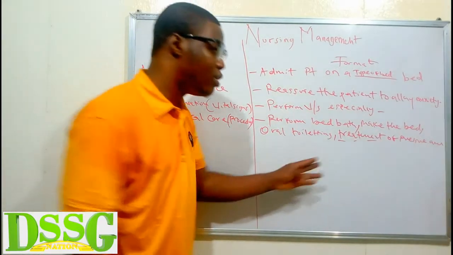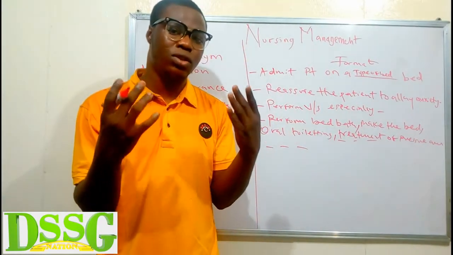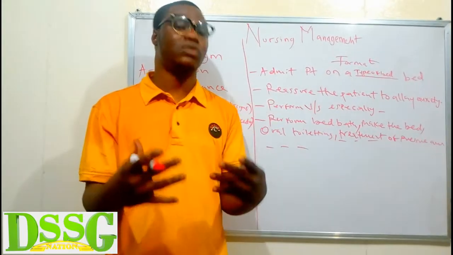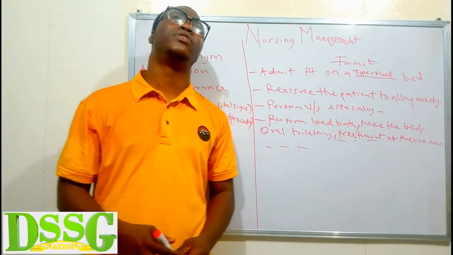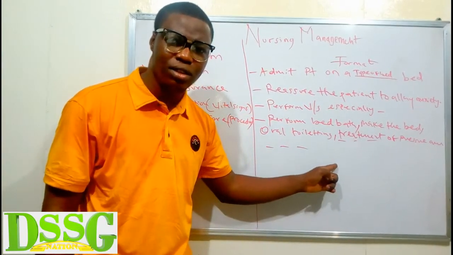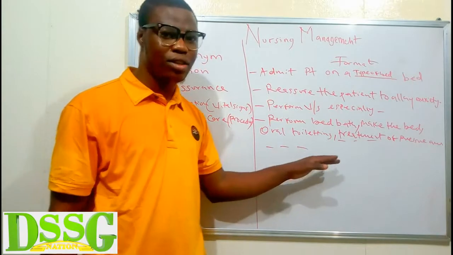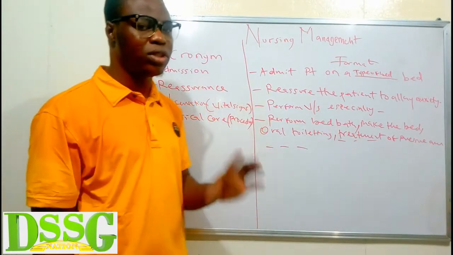So these dashes that I now put here are the procedures that are peculiar to some certain disease condition. Let's say the person is suffering from kidney disorder. So you are going to put on there, weighing the patient daily. So you monitor the input and output. So all those kind of things are the dash. So it depends on what disease condition you are talking about.